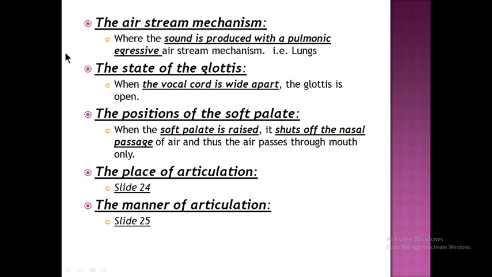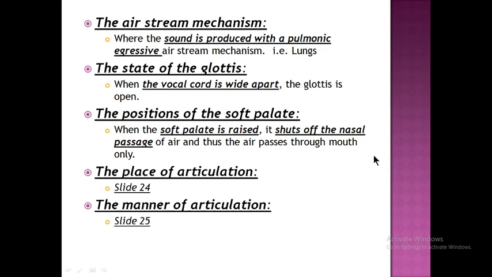The first one, airstream mechanism, is where the sound is produced with a pulmonic egressive airstream mechanism, that is, from the lungs. Is it clear what I said? The second one is the state of glottis. When the vocal cords are wide apart, the glottis is open. Here the glottis plays an important role. The third one is the position of soft palate. When the soft palate is raised, it shuts off the nasal passage. It never allows the air to go through the nasal passage.